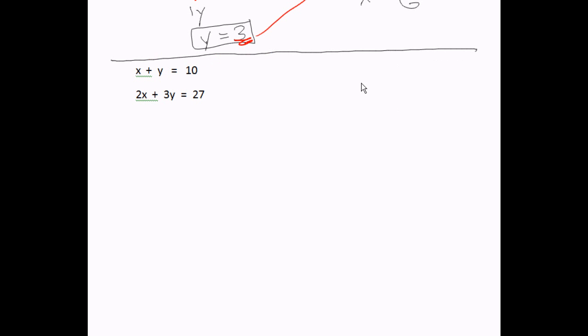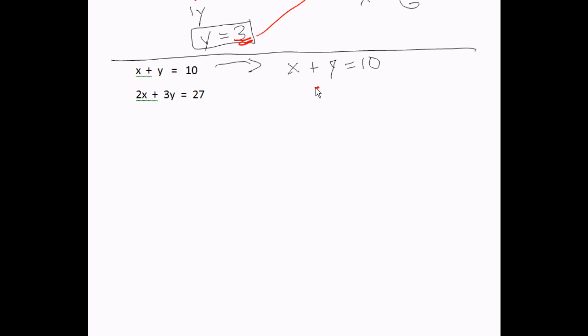This one right here. X plus y equals 10, and 2x plus 3y equals 27. Step 1, isolate the x or the y. It doesn't matter which one you isolate. I'm going to isolate the x. So I'm going to rewrite this. First, x plus y equals 10. And I want x by itself. It doesn't matter if you get x or y by itself. I'm going to get x by itself.